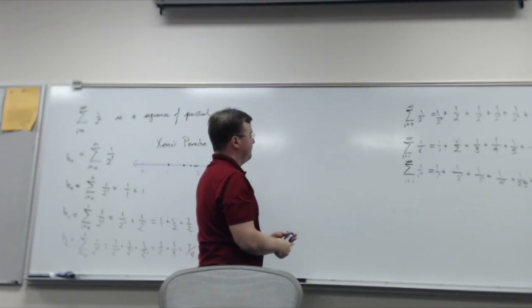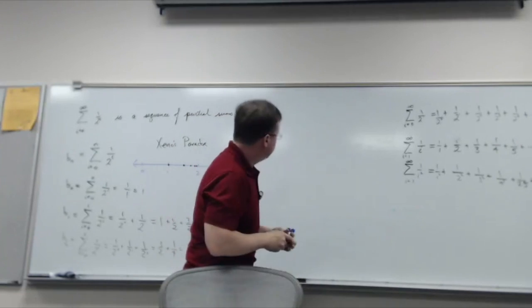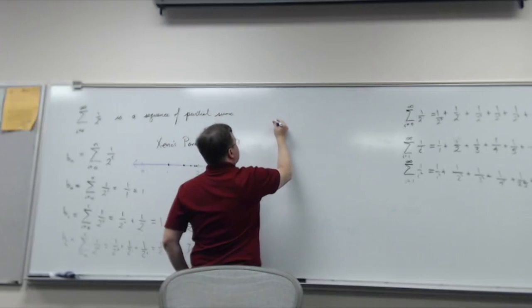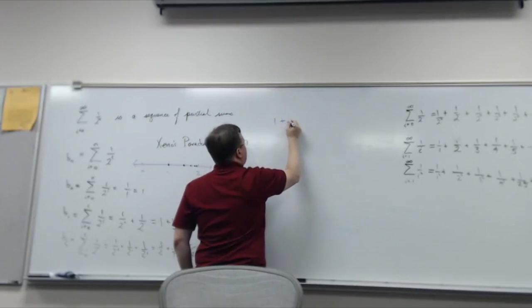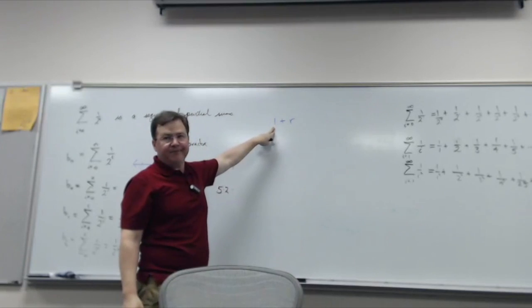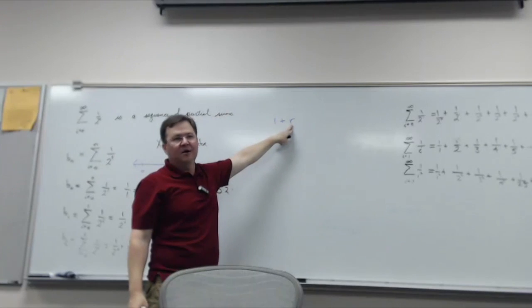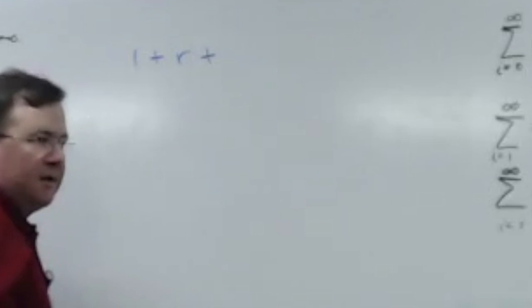What every geometric series has in common looks something like this. So the first term is 1. The second term, I'm just going to call it R. R for ratio, because what makes it geometric is that the next term... R for ratio, R-A-T-I-O.